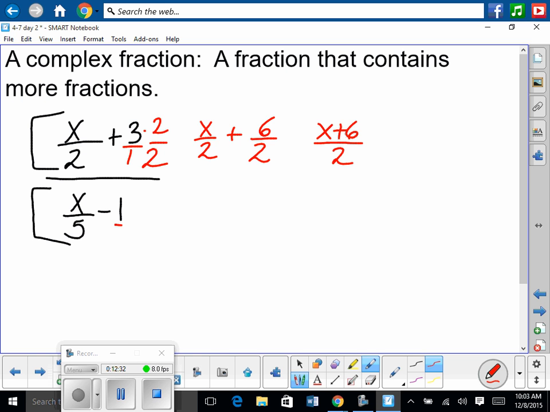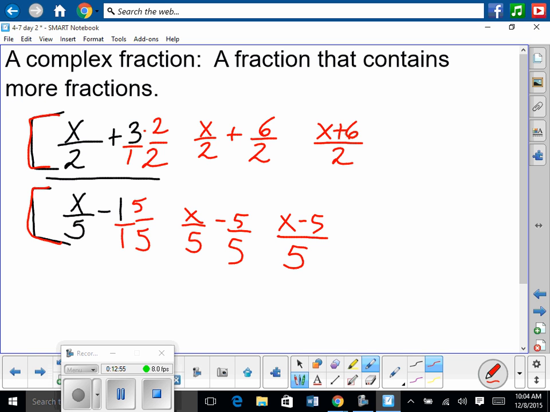Now on bottom I'm going to do the same thing. This is like having a 1 over 1. So I'm going to get a common denominator, multiply the bottom and top by 5. So I have x over 5 right here, minus 5 over 5. Now we have a common denominator, so we can rewrite it as one fraction. x minus 5 over 5. So what this really was, we simplified it, so really all we were doing is this divided by this, right?